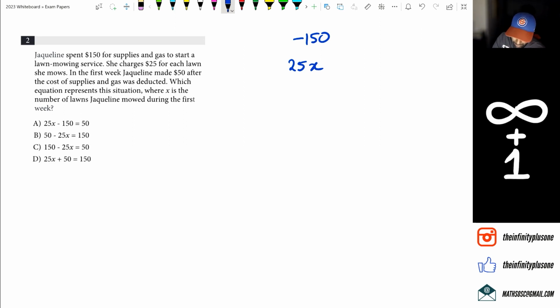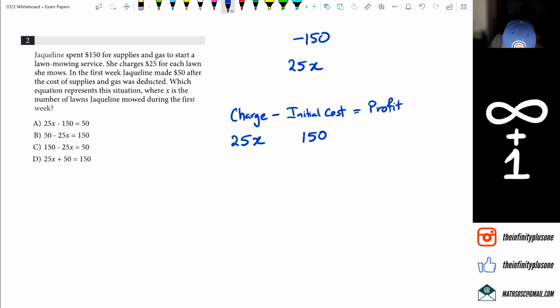The way I would write this is: her charge minus the initial cost equals, I guess, profit in this case. The initial cost was 150, and the charge, or income, is 25 times the number of lawns she mows. So 25x take away 150, and finally the profit is $50.